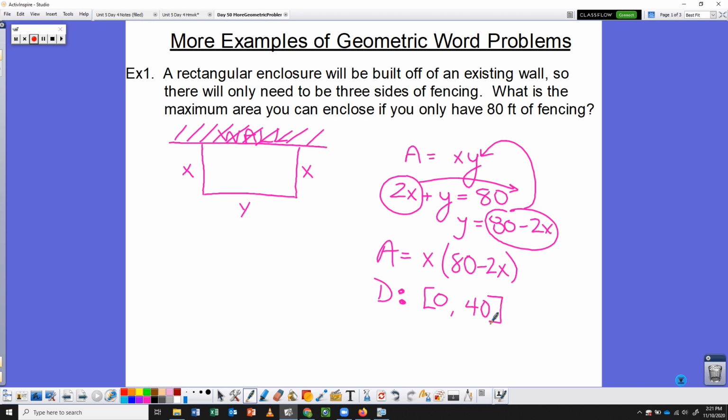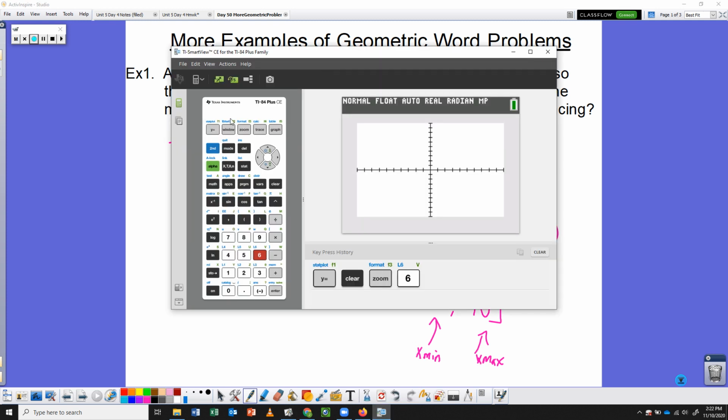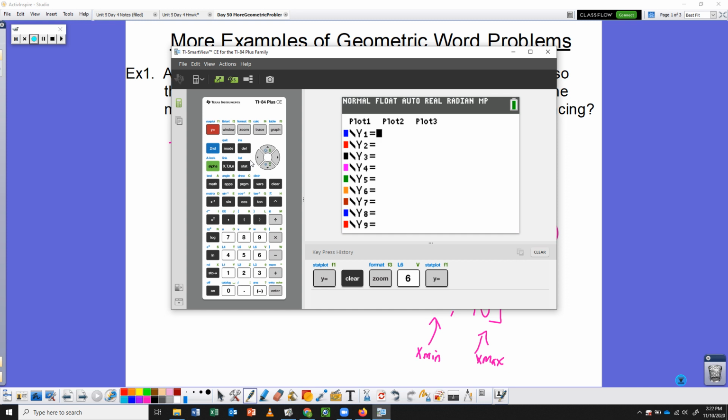So for my graphing calculator, this is going to be my x min, and this is going to be my x max. And then I could do zoom fit to get my graphing calculator to figure out what this graph ought to look like. So I actually have my graphing calculator all ready to go. So let's pull it up. And the formula that we're going to be graphing is x times parentheses 80 minus 2x.